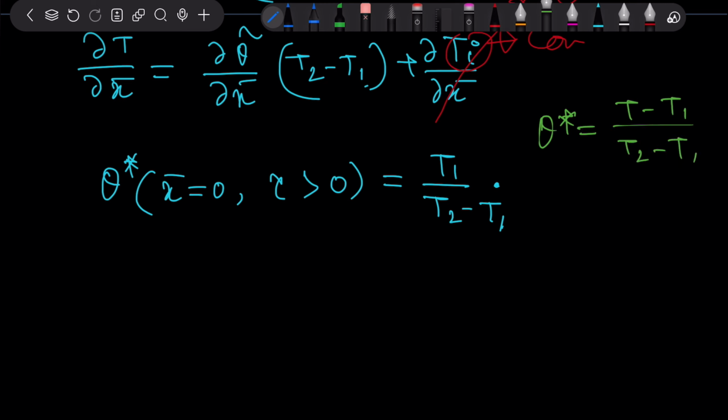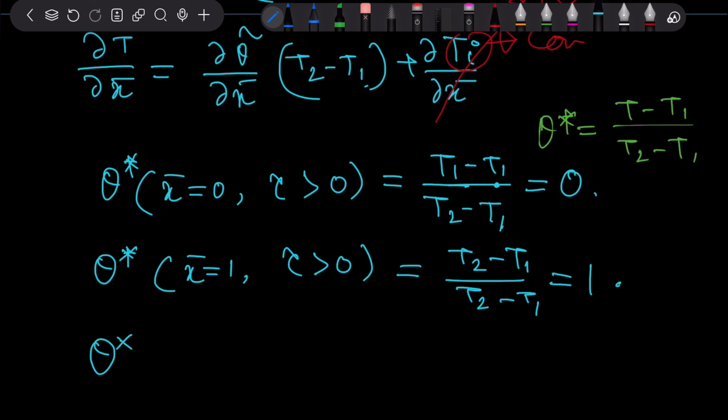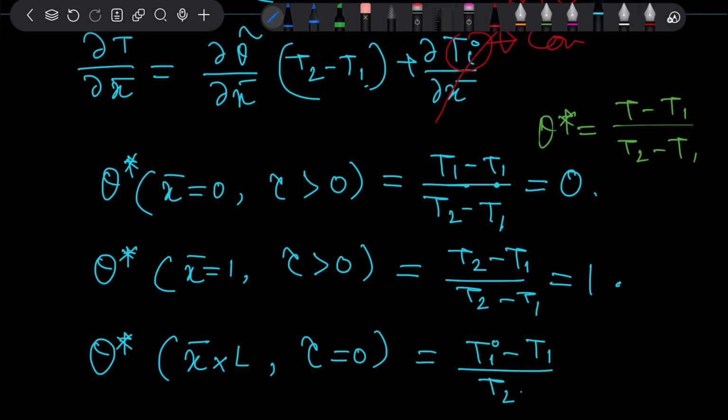Okay, so this will be t1 minus t1, and now see that this is going to be 0. The second boundary condition will be at x bar equal to 1, because I have already assumed that my x reference is equal to L. That will be t2 minus t1 by t2 minus t1, equal to 1. My initial condition in terms of theta star will be, for any x bar into L, comma, tau equal to 0, equal to ti minus t1 by t2 minus t1.